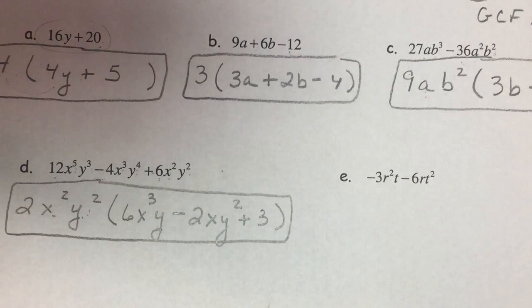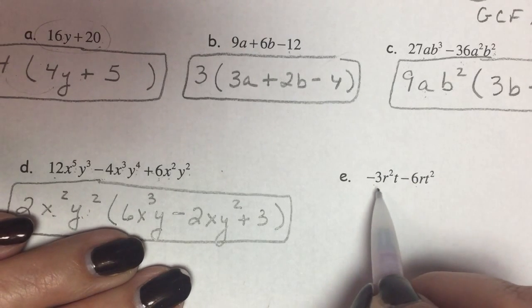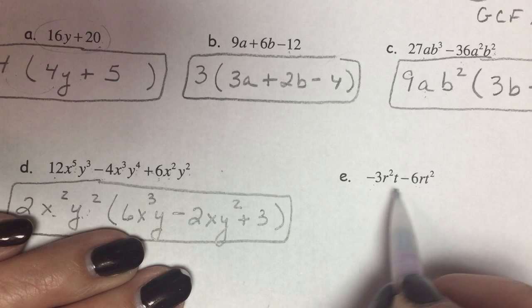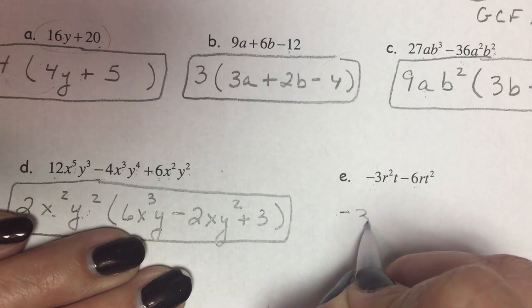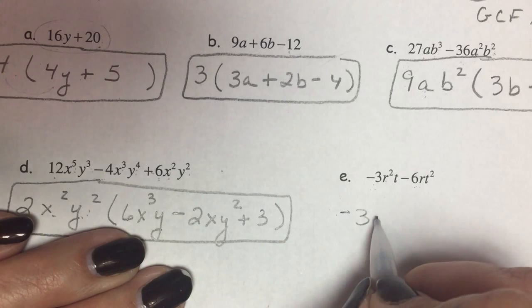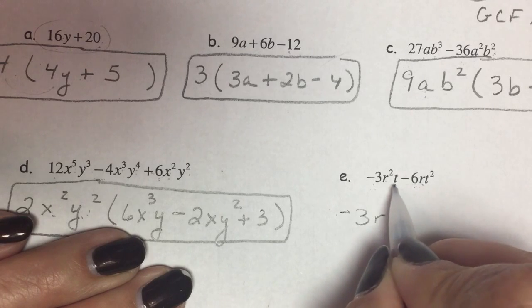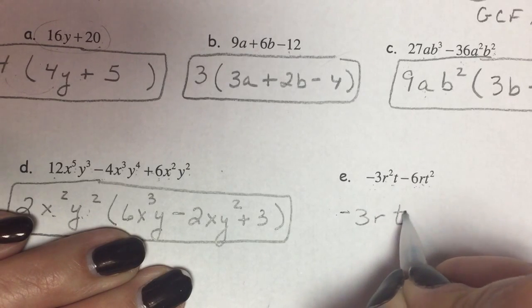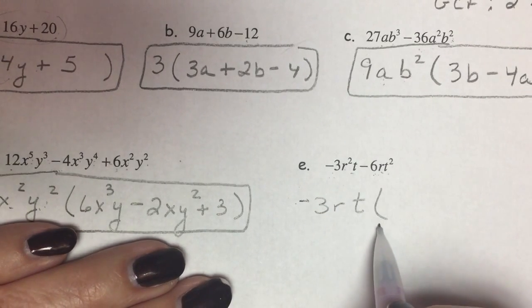Last one, sometimes it's advantageous to factor out a negative number. And in this case, since they're both negative, we're going to do that. So the biggest thing that divides into 3 and 6 is 3, but we're going to take out a negative 3. Notice they have an r in common as well. The lowest exponent is an r to the 1st, and they also have a t to the 1st in common. So we are going to take out a negative 3rt.